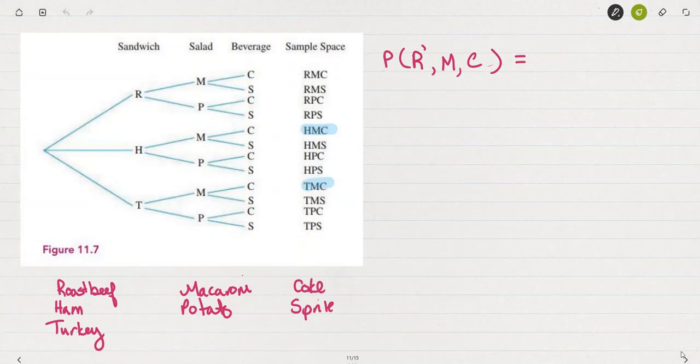Let's look at another case. How many of the elements in the sample space have macaroni and Coke and do not have roast beef? So we have someone who likes macaroni and Coke, hoping to get macaroni and Coke, but doesn't want roast beef. Their chance of that happening is 2 in 12 because there's 2 elements that include both macaroni and Coke, but not roast beef.